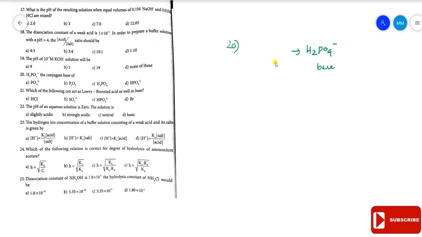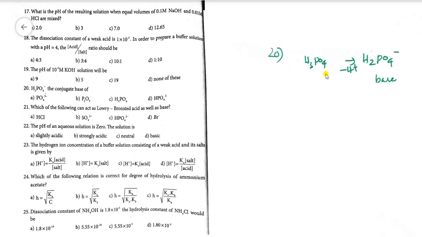This conjugate base is obtained from one acid. The acid may be H3PO4. By losing one proton, you get the conjugate base. So this is the conjugate base of this acid. By adding a proton, what do you get? The charge is neutralized. So the answer is C.